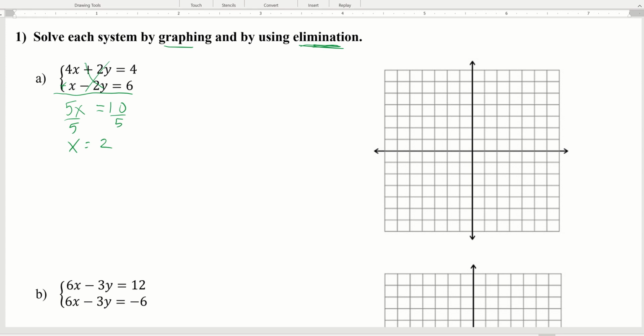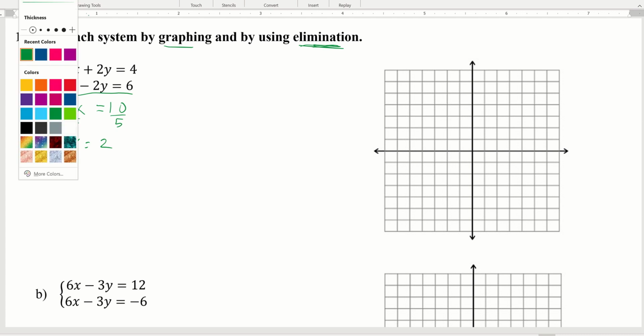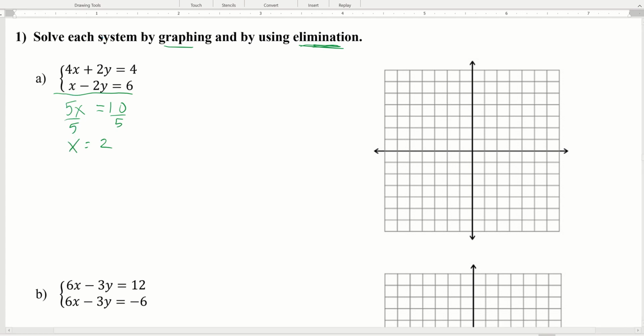Now we plug x equal to 2 back into one of the two equations. You can choose either one that you want. I always recommend trying to find the easiest one, so I would probably try the bottom one. I'm going to substitute an x of 2 in there, so I get 2 minus 2y is equal to 6. Now we solve for y. Subtract the 2, negative 2y is equal to 4, divide by negative 2, so y is equal to negative 2.